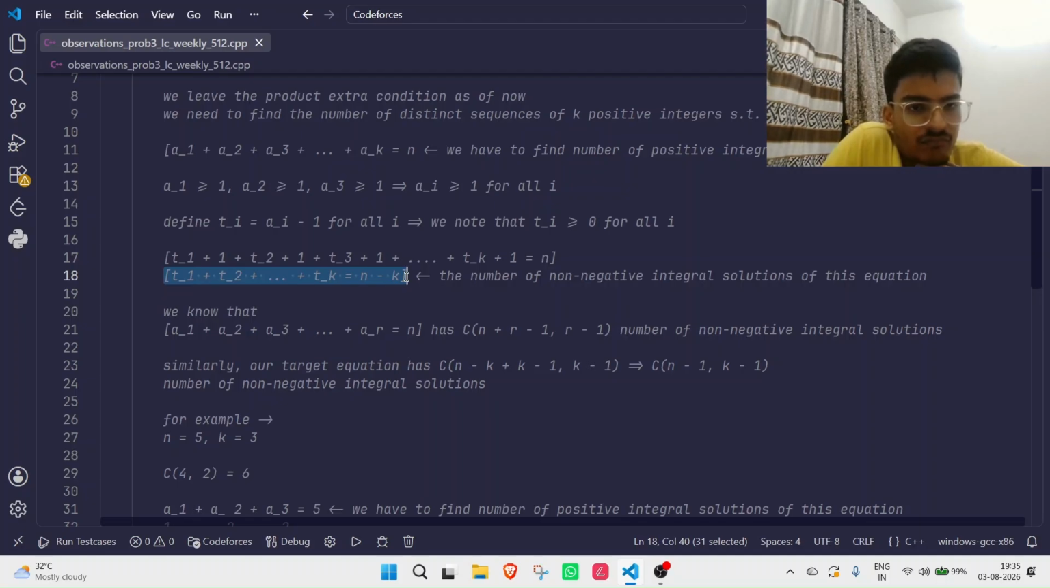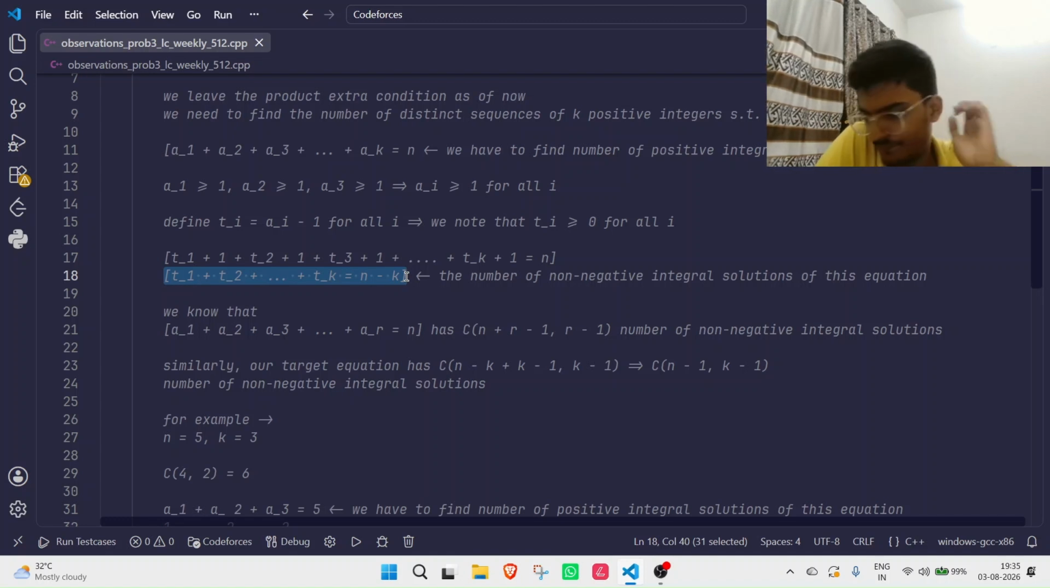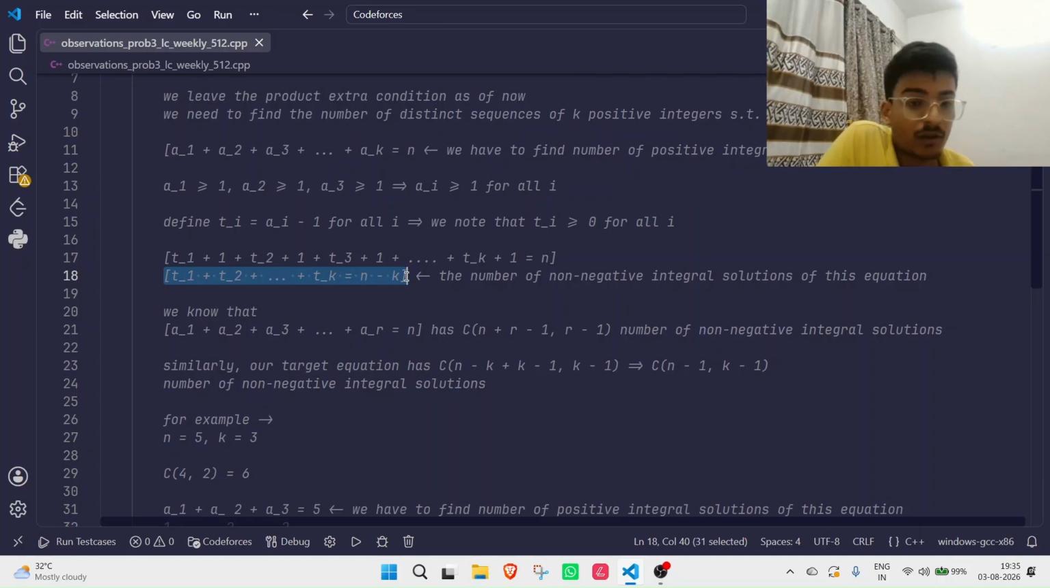We have k elements in the sequence. At least one should be even for the product to be even. So let's suppose exactly one should be even. Or let's suppose we solve the complement problem. We say that no one should be even.